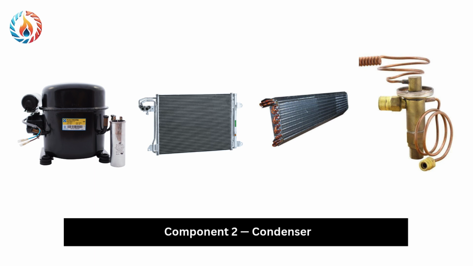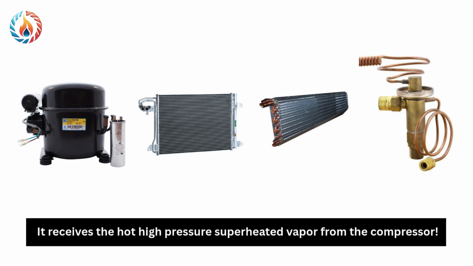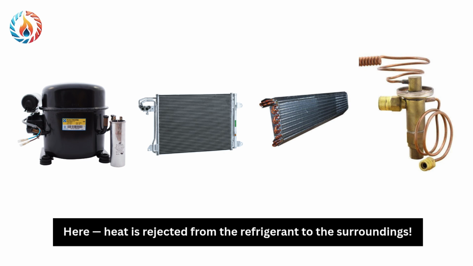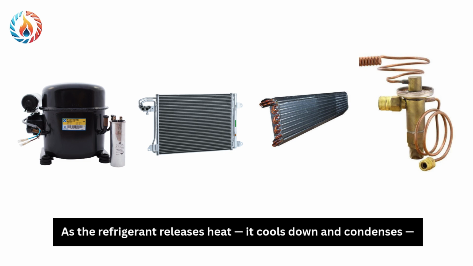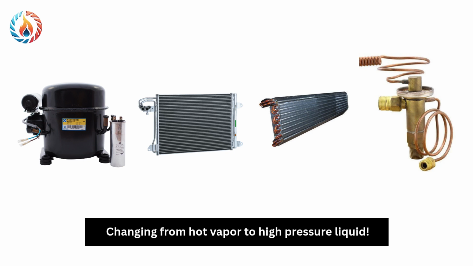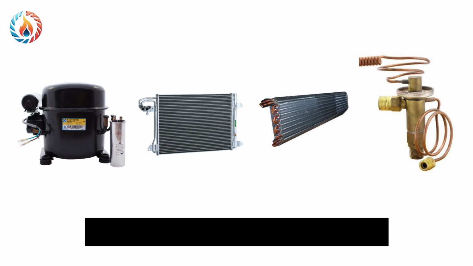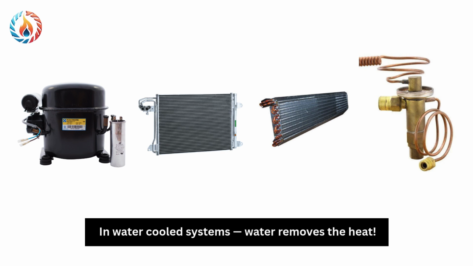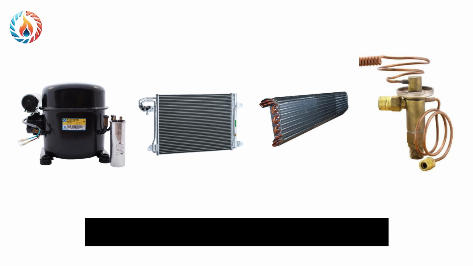Component 2. Condenser. The condenser is a heat exchanger. It receives the hot high-pressure superheated vapor from the compressor. Here, heat is rejected from the refrigerant to the surroundings. As the refrigerant releases heat, it cools down and condenses, changing from hot vapor to high-pressure liquid. In air-cooled systems, air removes the heat. In water-cooled systems, water removes the heat.